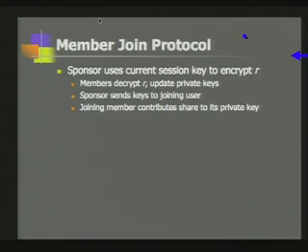So I won't go into details of the join protocol. It's a lot simpler because, like LKH, you can use the current session key to send the random value R. Members can decrypt this value with their existing session key, and the sponsor sends a set of keys to the joining user, who obviously does not have any keys to begin with. And furthermore, the joining member also contributes a share to its private key, and the system is updated.